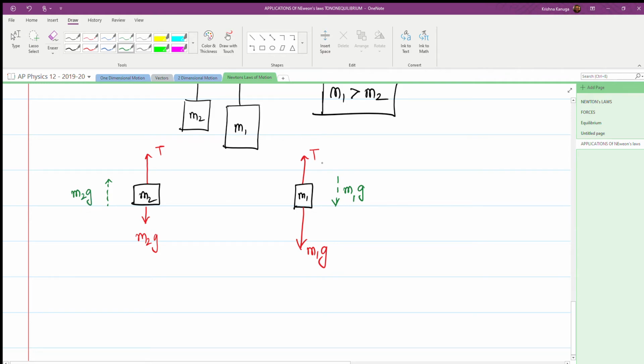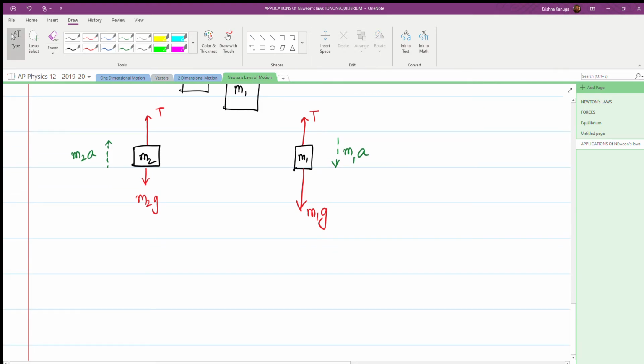Remember, the whole point of drawing these dotted arrows is to realize that the sum of all the forces acting on the block itself will be equal to the dotted arrow. So for the first block, M1G and T combined will give you M1A. Sorry, I made a mistake. This should have been A, and this should also have been A. I apologize for that. Similarly for the second block, T and M2G combined should give you M2A.